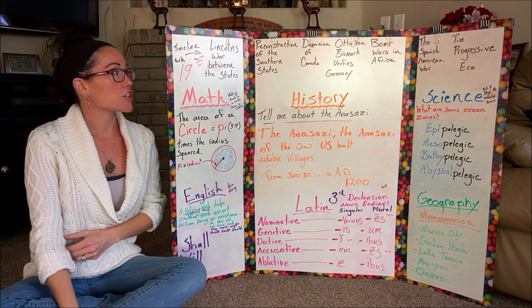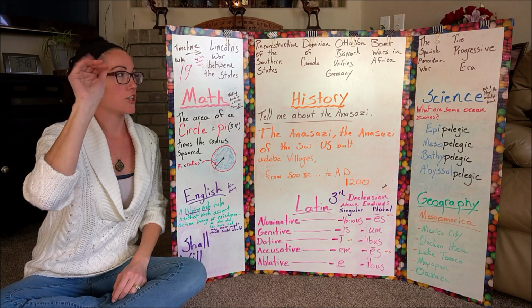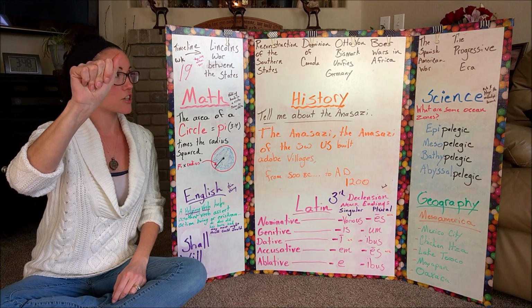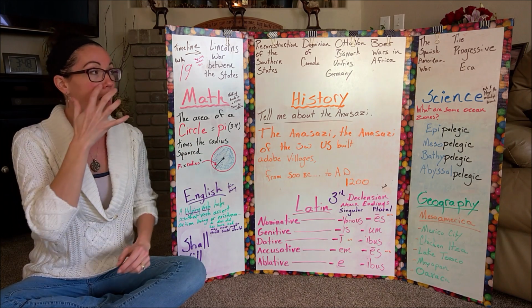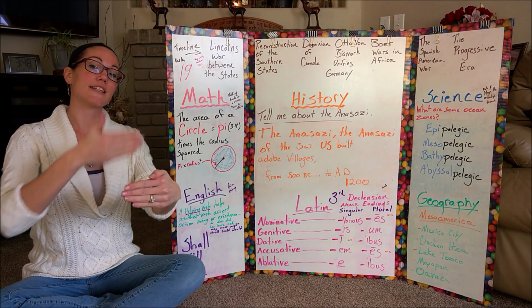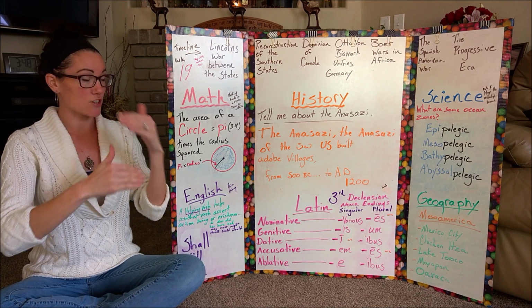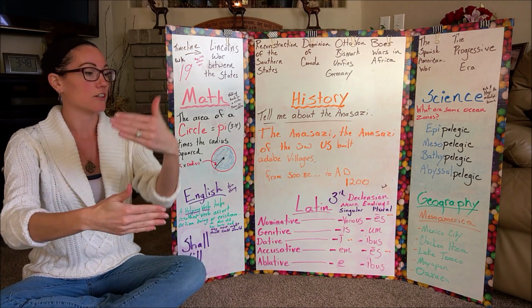The Spanish-American War. So we're just going to do an S for Spanish. American, put our hand on our heart, war. The Progressive. So instead of going up like Reconstruction, our hands are going in front of each other.